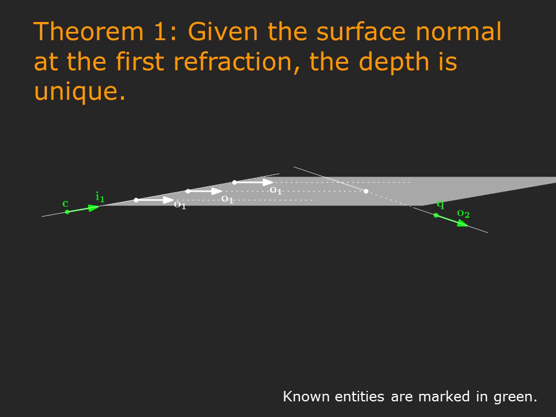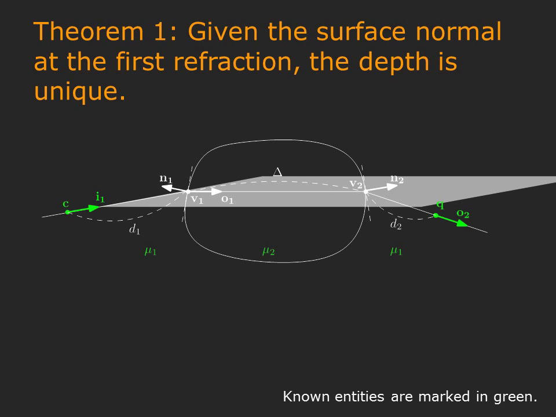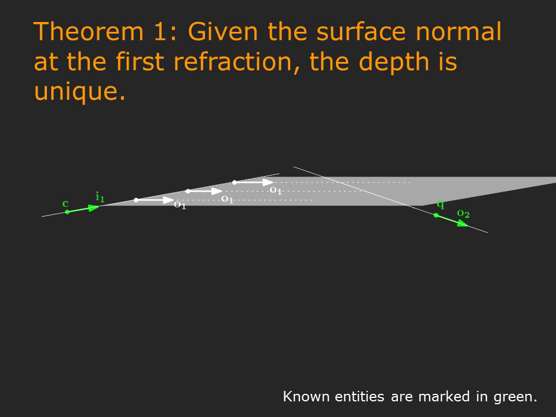By intersecting the outgoing light ray with this plane, we can find the location of the second refraction. Thus, we can find the depth corresponding to this particular location. Therefore, we can see that given a surface normal, the depth is unique. However, note that we assume we can find the second refraction location by intersecting the plane with the outgoing light ray. If the light path is coplanar, that is, completely lies within a plane, we cannot find a unique intersection. In this case, even given the surface normal, the depth is still unknown.